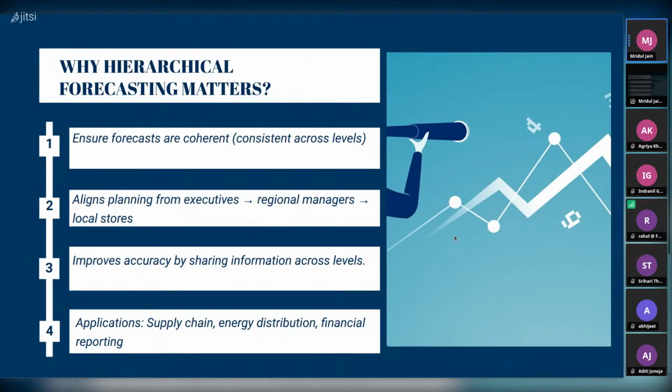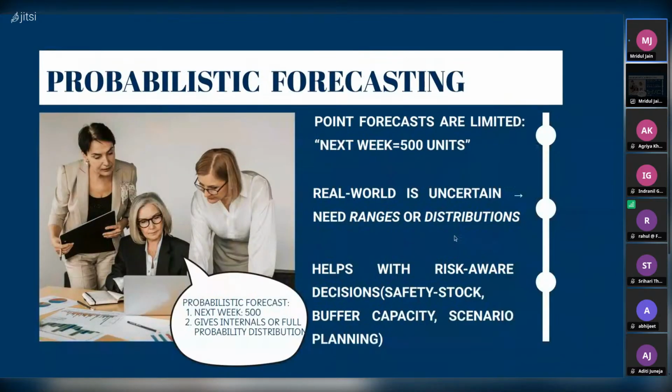So it aligns planning from executives to regional managers to local stores, right? It improves accuracy by sharing information across all the levels, and it has a plethora of applications. Could be supply chain, could be energy distribution, could be financial reporting, and so on and so forth, right?